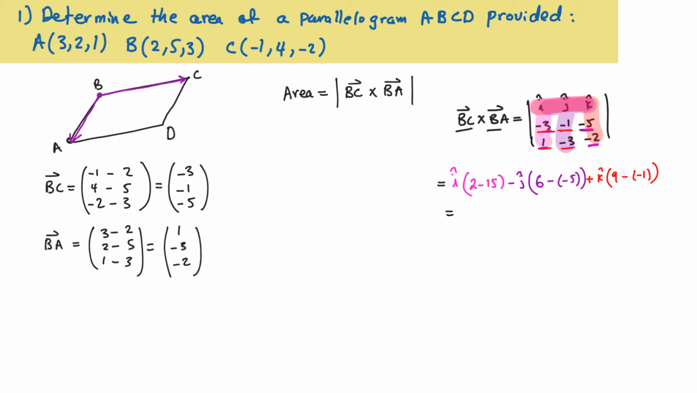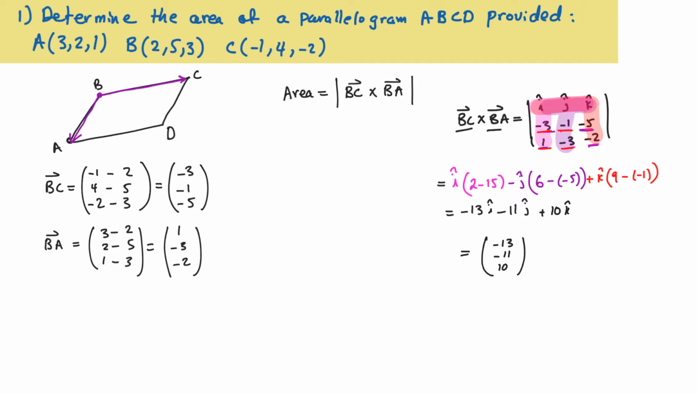Now we can simplify. We're going to have 2 minus 15 is -13. That's my x component. And then 6 minus -5 is the same as 6 plus 5. So that's 11, so that's minus 11j. And then finally I have 9 minus -1, which is the same as 9 plus 1, which is 10k. Therefore, in component form, we have -13, -11, and 10 as our 3 components.